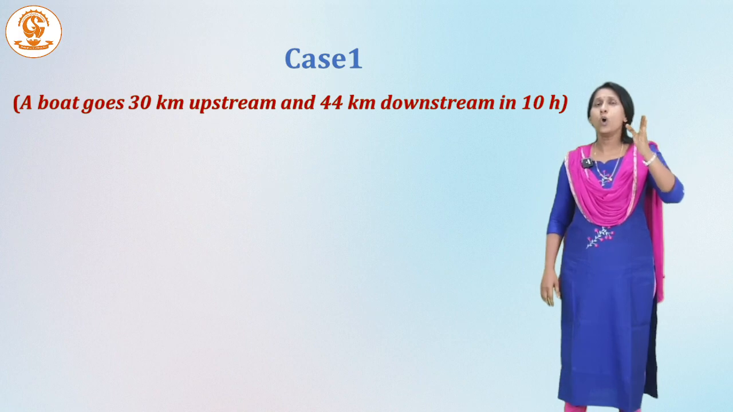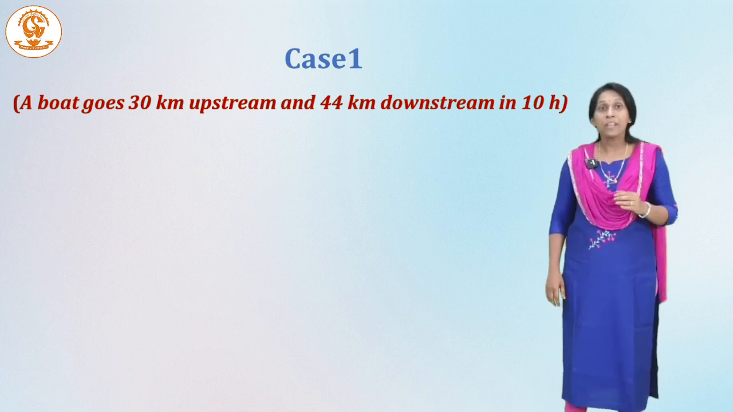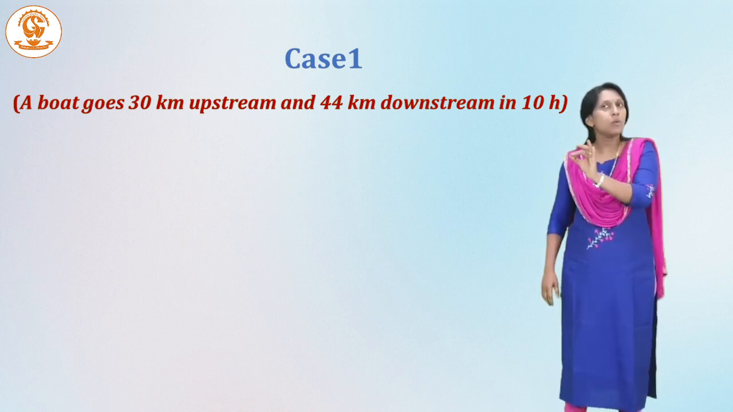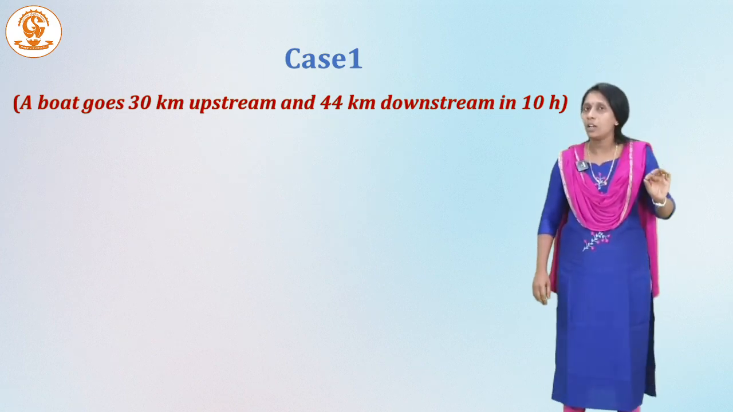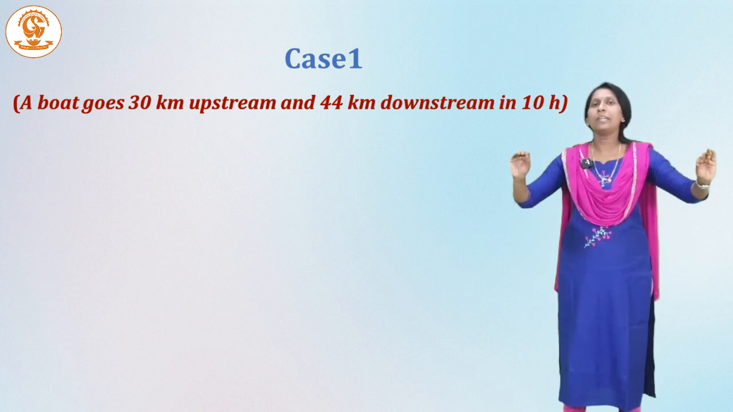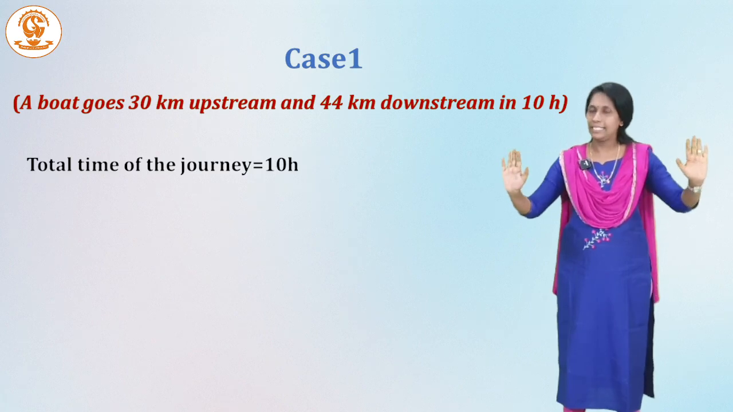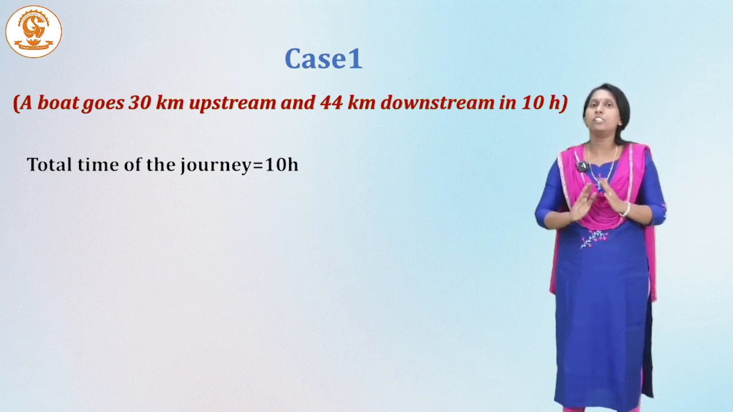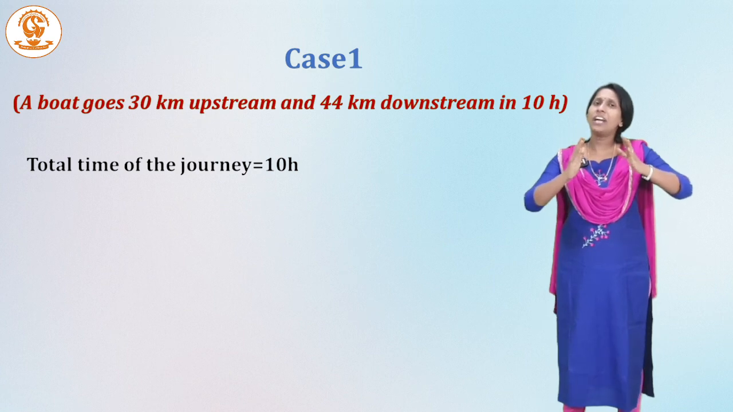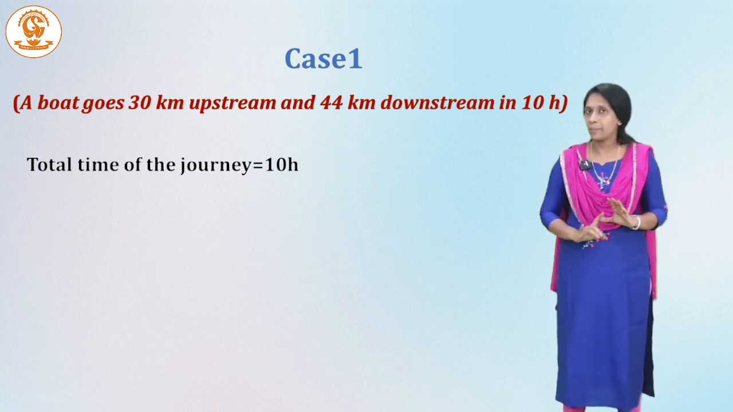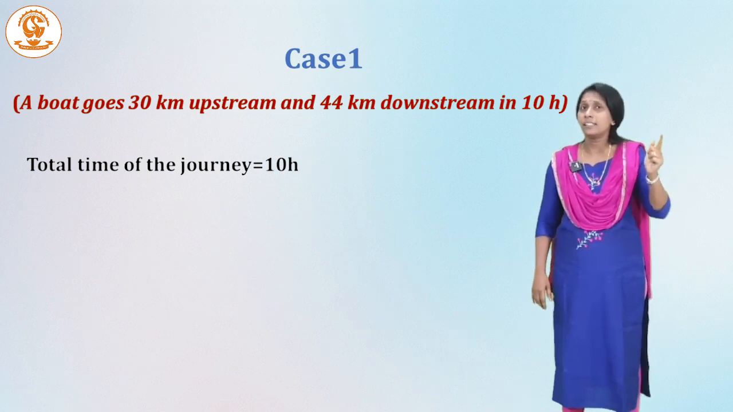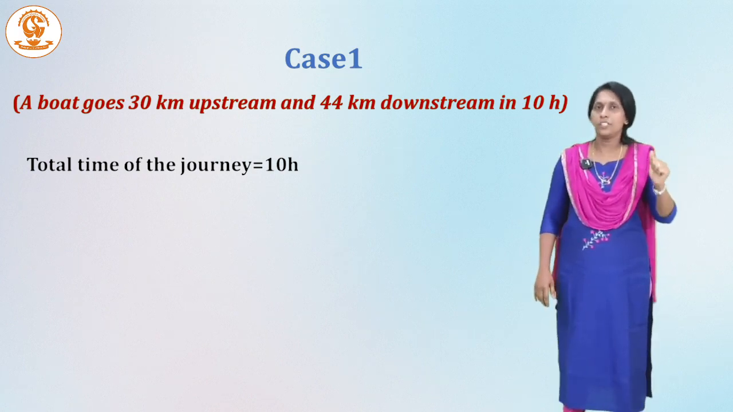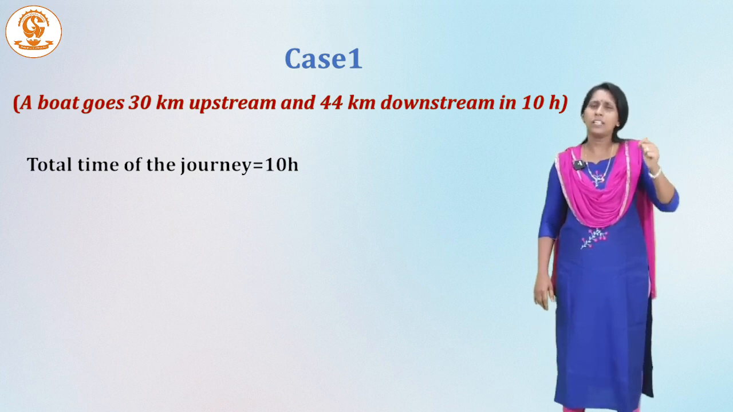A boat goes 30 kilometer upstream and 44 kilometer downstream in 10 hours. Is that statement clear? So what is the total time of the journey? Total time of the journey is 10 hours. Let me explain this thing to you. You can divide this journey into two cases. One is his upstream journey and the other is his downstream journey.